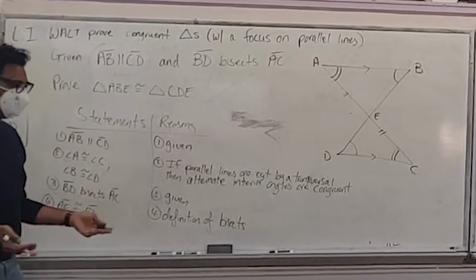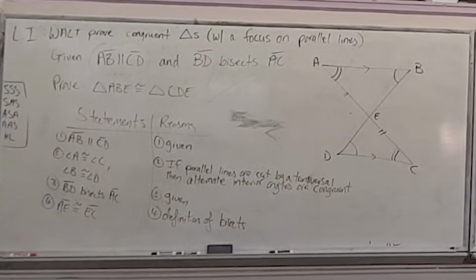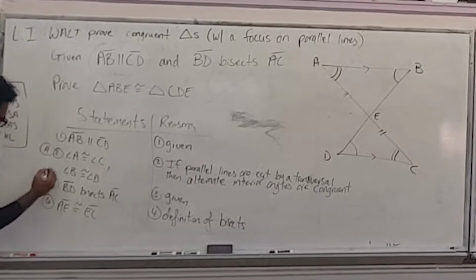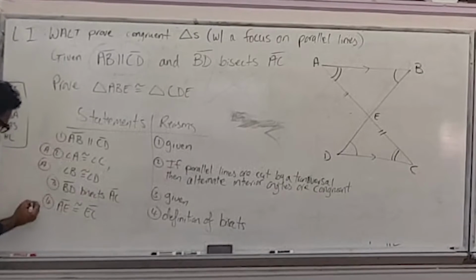All right, the word bisect means to cut in half. So that's a definition of bisect. All right, so I have an angle here, I have another angle here, and I have a side here.